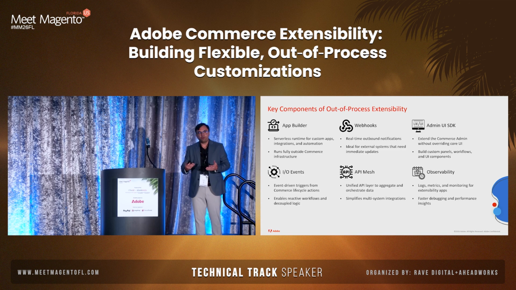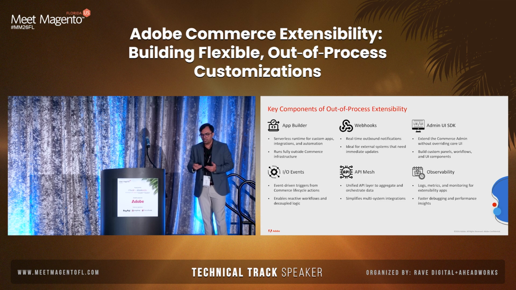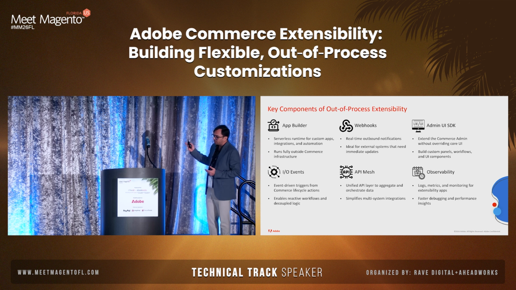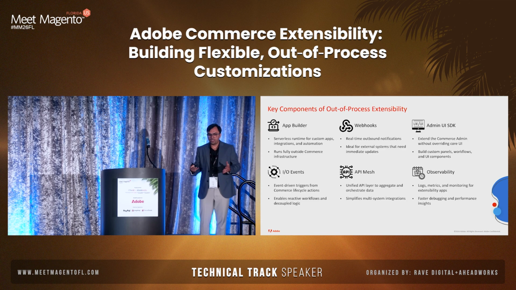Everything runs on top of it, but these are the 6 components, these 6 key aspects with which we can actually customize the Adobe Commerce backend. App Builder provides serverless functions. It's the Apache OpenWhisk platform, which allows us to write code and customization for Commerce. IO Events is asynchronous event publishing, subscribing, and consuming, basically.